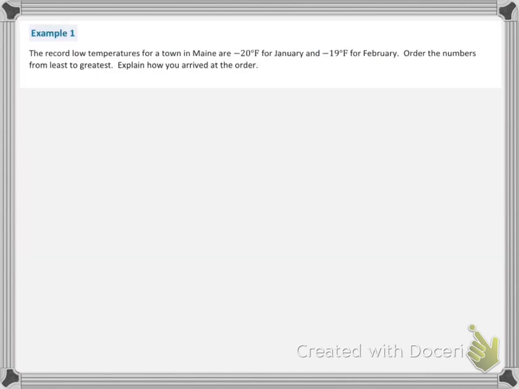All right, so let's take a look at our first example. The record low temperatures for a town in Maine are -20 degrees Fahrenheit for January and -19 degrees for February. Order the numbers from least to greatest. Well, my smallest number is going to be the one farthest to the left. So let's just take a look on a number line where these points might be.